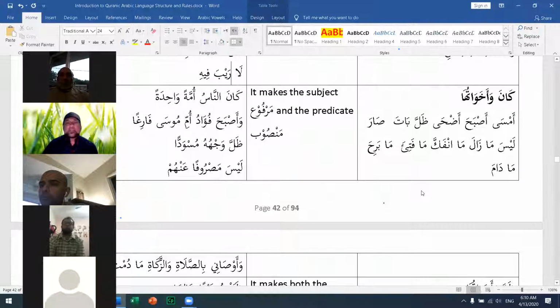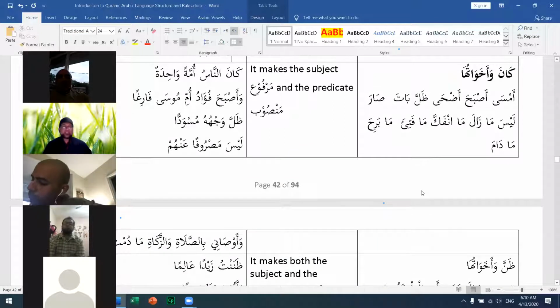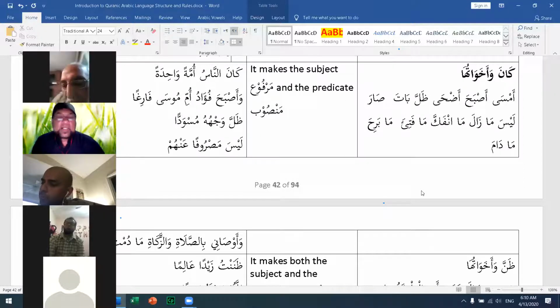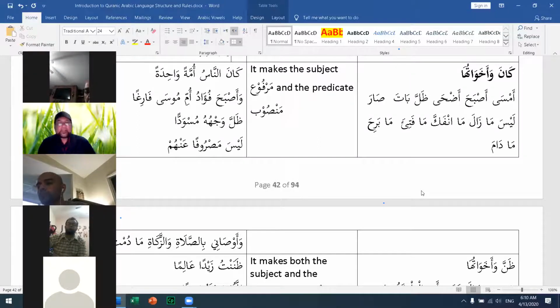Now we're going to do the opposite. The opposite occurs. So this is the second category, kana wa akhawatuha. Oh, first, before I move on to the second category, any questions about the first category?